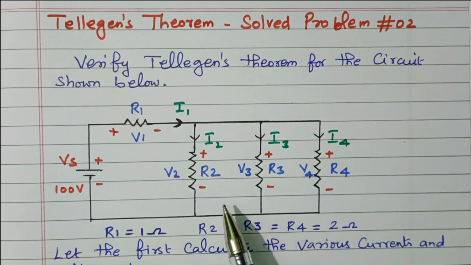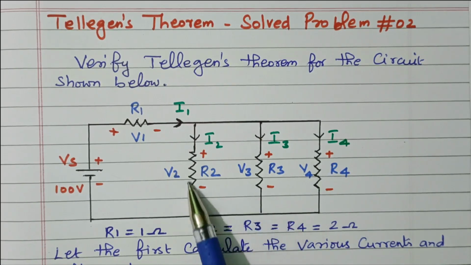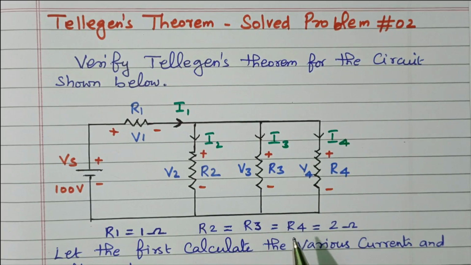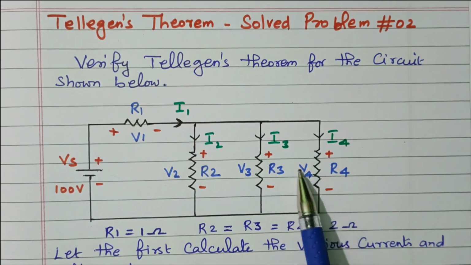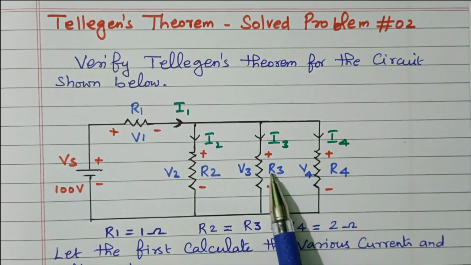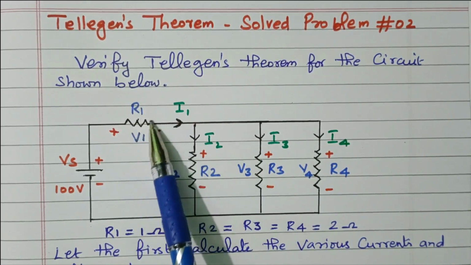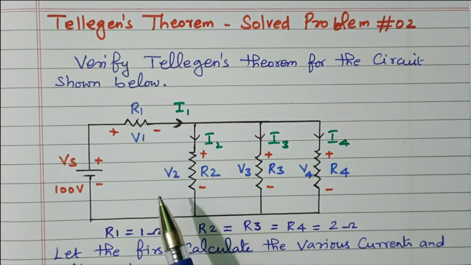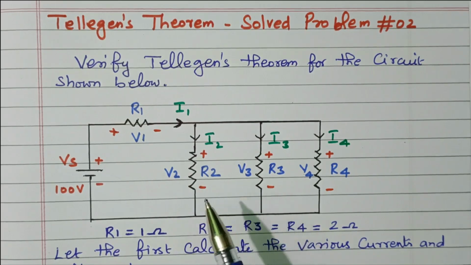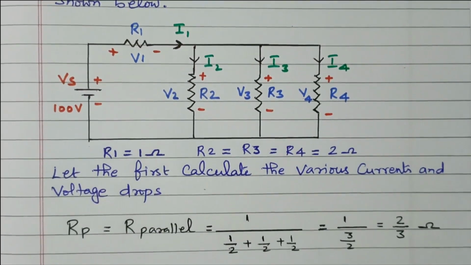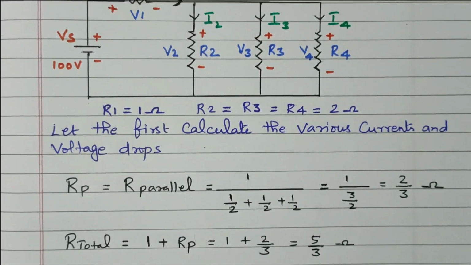Now we'll find the values. First we'll find the total resistance of this circuit. These 3 are connected in parallel, and that is in series with R1. So first we'll find the total resistance. Then we'll find the total current. From that we can find the voltages V1, V2, V3. Then we'll find I1, I2, I3. From that we can find the total power. Now we'll go to find the total resistance of this circuit.